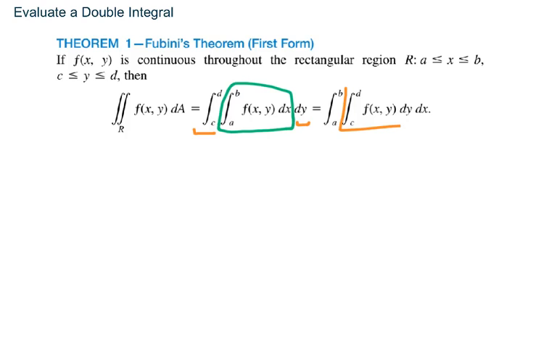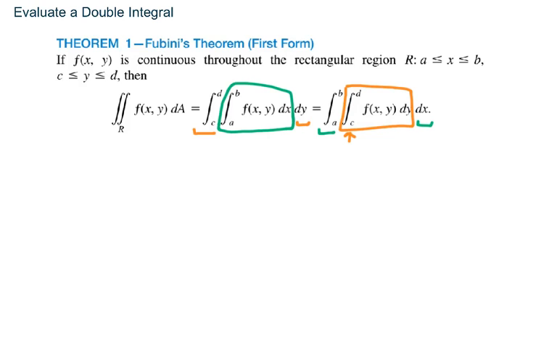We could also integrate with respect to y, and you'll notice then I have C and D on my inner integral symbol. So then A to B, that's with respect to dx. The order doesn't matter. We can go dx dy or dy dx. It's just a matter of which is more convenient.